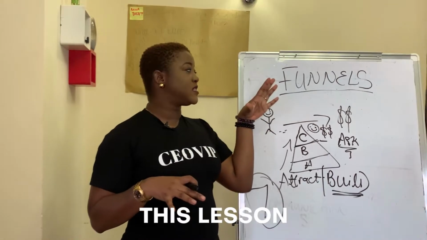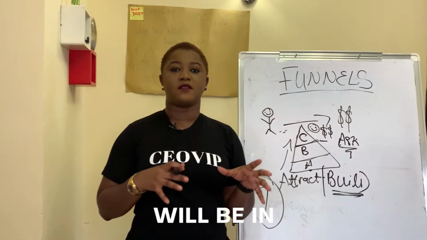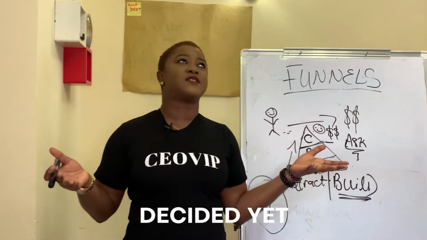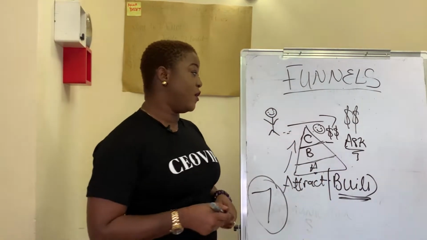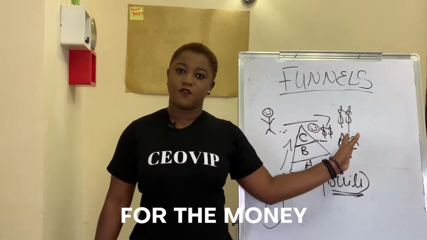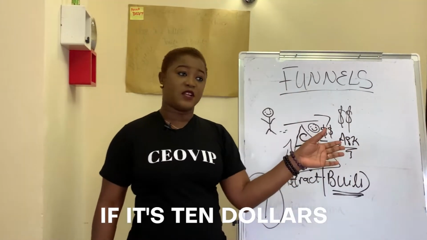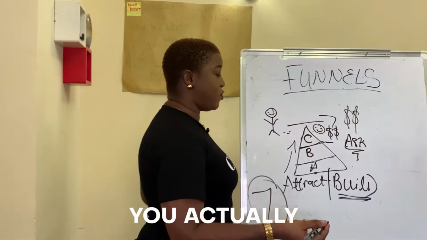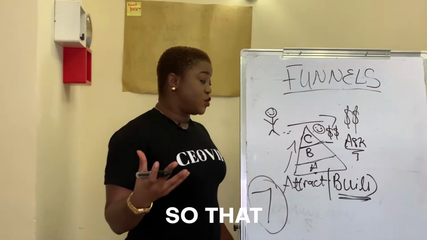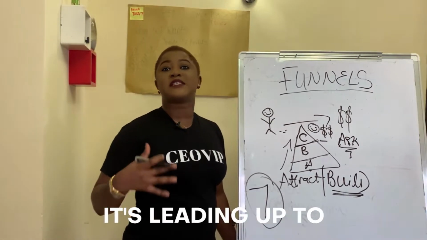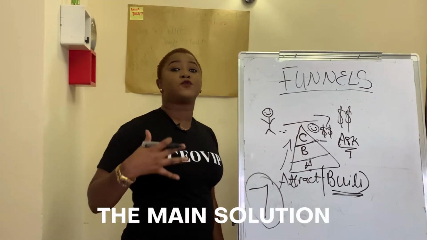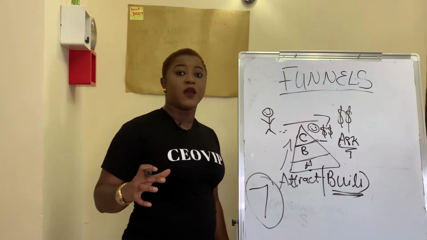This lesson about funnels will be in 3 parts, or maybe 4. I haven't decided yet, but it'll be in parts, right? So this is the introduction. So here you want to ask for the money. If it's $10, you say your offer. This is where you actually sell your offer so that they understand that all of this value is leading up to something bigger. It is leading up to the main solution, right?